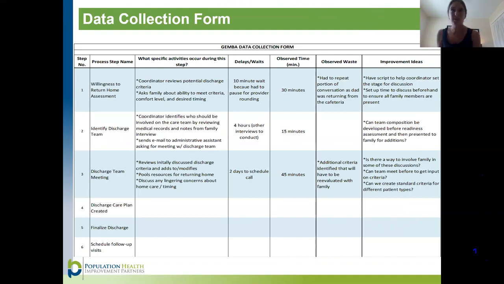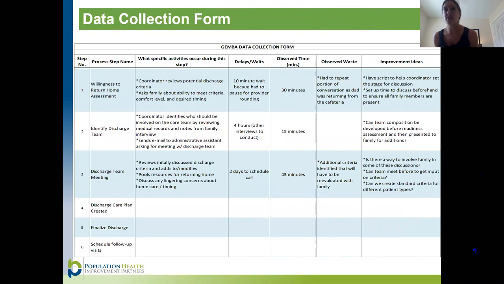But basically the way this form works is you will write each process step in its own row. And then for each process step, you will jot down specifically what activities occur during that step, where you see delays and waits, how long that process step took, what waste you observe, and then also what improvement ideas you have as you observe.